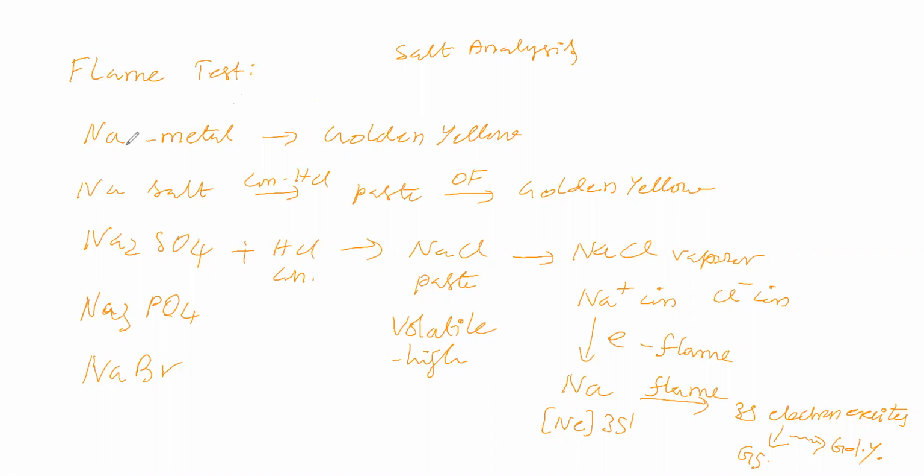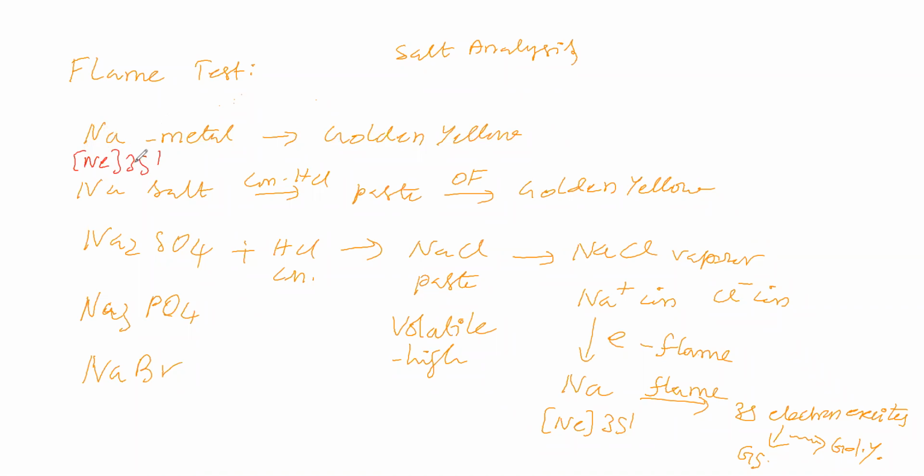Why? Because sodium has the electronic configuration neon 3s1. The 3s1 electron takes energy from the flame and goes to the excited state. In the excited state it is unstable, so it comes back to the ground state. While doing so it emits radiation, and that radiation has a golden yellow wavelength, therefore it appears golden yellow. It gives a golden yellow flame.